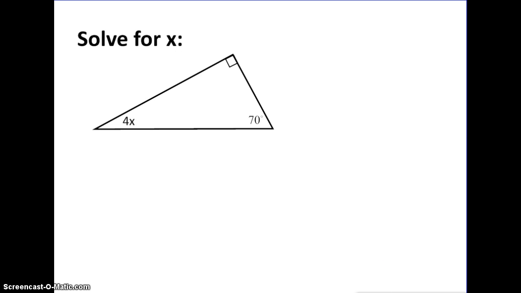Alright, in this problem it says solve for x. Notice it did not say find the missing angle. So whenever we have x, we're done. We don't have to plug it back in. This angle right here is 90 degrees because the little box means that it's a right angle. So 90 plus 70 plus 4x equals 180. Combine your like terms. 90 plus 70 should be 160.